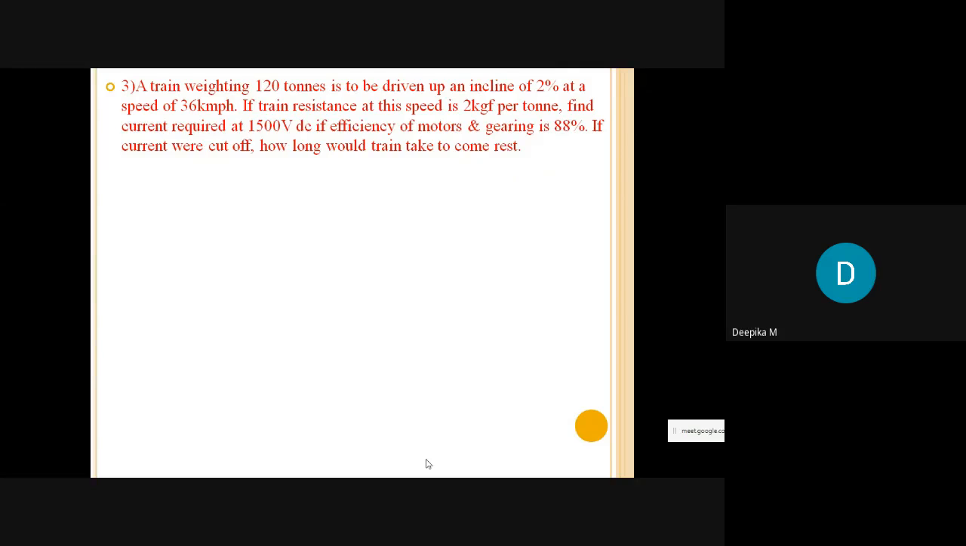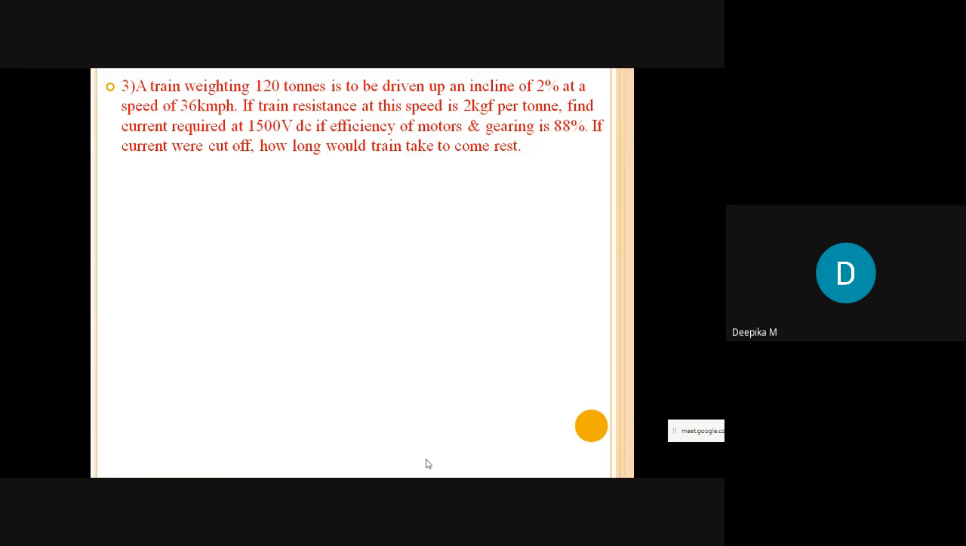And the speed also they have given, which is Vm, nothing but 36 km per hour. And train resistance here they have given as 2 kgf per ton. Please remember, they have given it in terms of 2 kgf per ton, but while using the train resistance, it should be in Newton per ton.